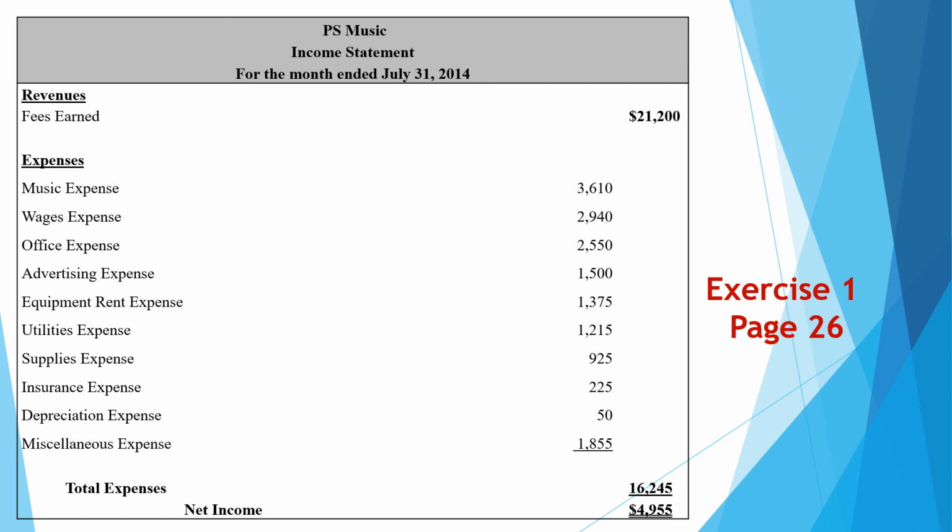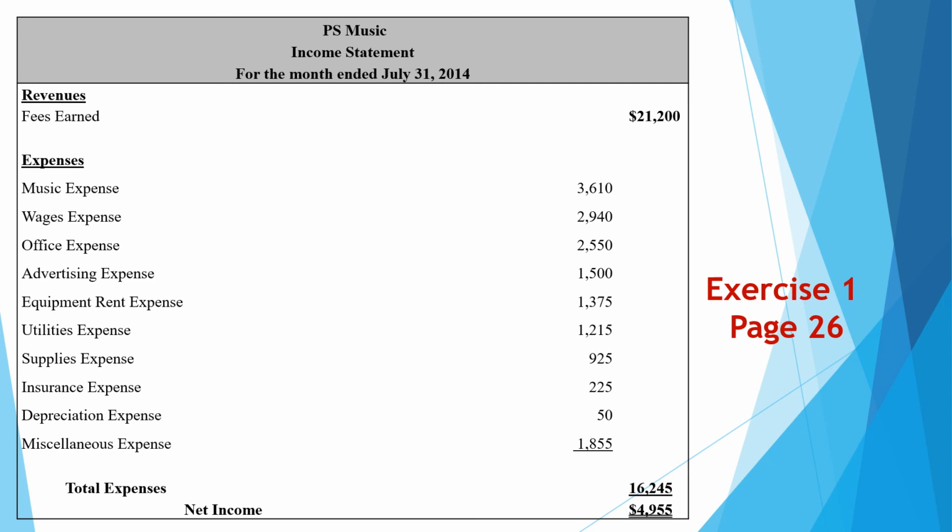We have to prepare the title first. The first line, we write the name of the company, which is PS Music, then income statement, and then the period. We are preparing the income statement for the month ended July 31, 2014. The income statement includes all the revenues and all the expenses of the company. In this exercise, we have one revenue only. It is the fees earned, which is $21,200. That's why under the revenues title, we record the fees earned only.